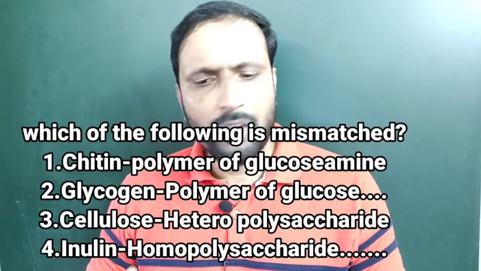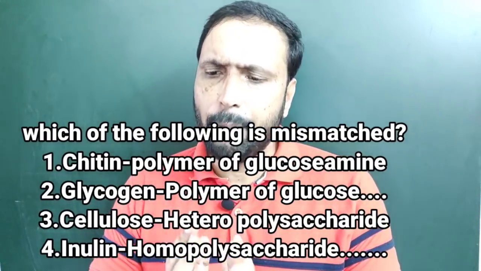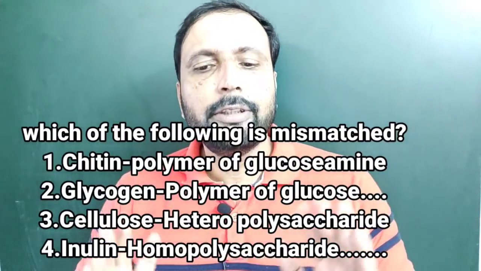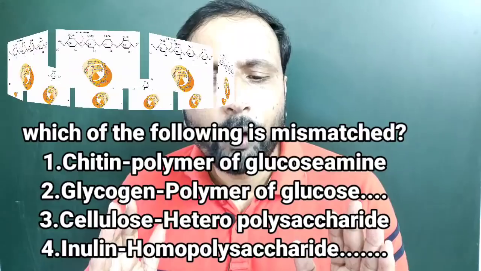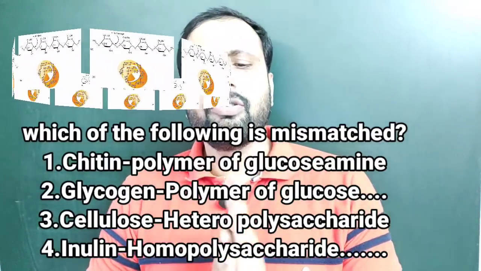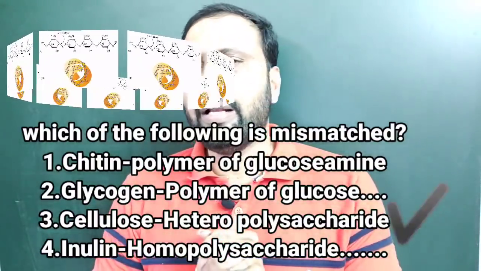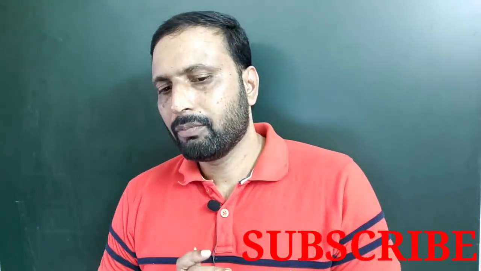It's a mismatch. Chitin is clearly a polymer of glucosamine. Glycogen is clearly a polymer of glucose. Cellulose is a homopolysaccharide. Here the third option says it is a heteropolysaccharide, so it is a mismatch, clearly the third option. Then you go for the next question.